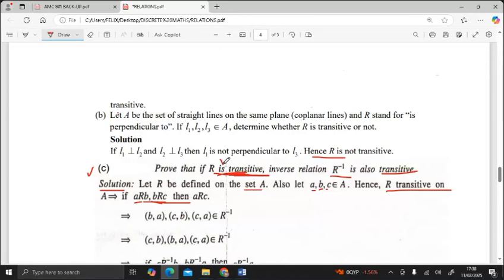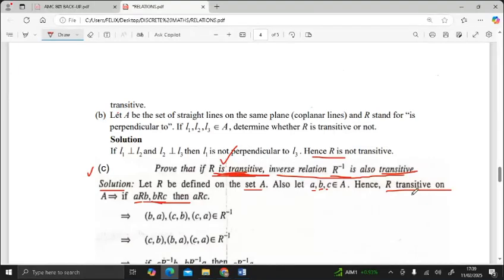Then, of course, we've been told that R is transitive, so we suppose R is transitive, and therefore, what does it mean? It means that if A is R related to B, and B is R related to C, then A is R related to C. That is what we mean by this.